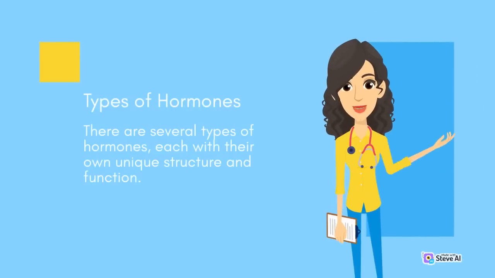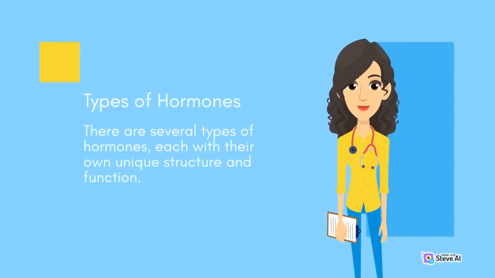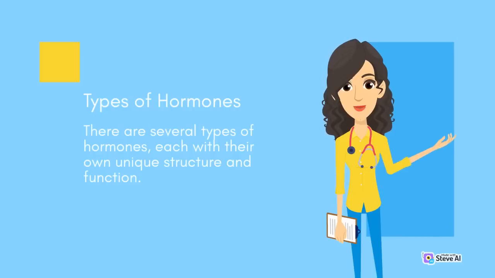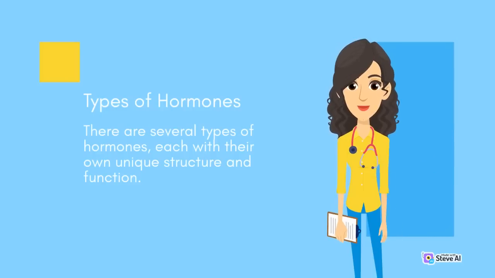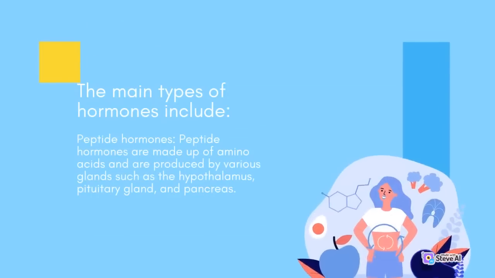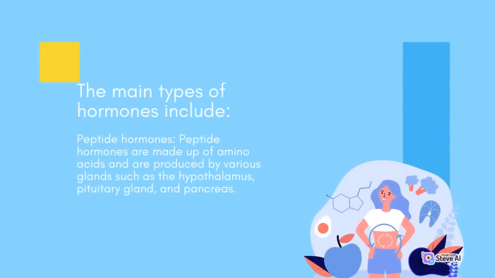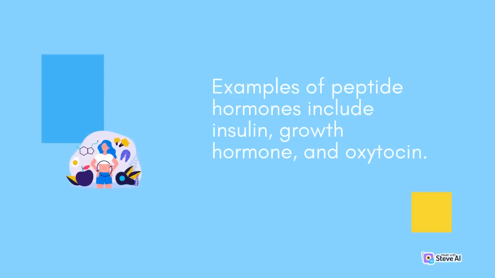Types of hormones. There are several types of hormones, each with their own unique structure and function. The main types of hormones include peptide hormones. Peptide hormones are made up of amino acids and are produced by various glands such as the hypothalamus, pituitary gland, and pancreas. Examples of peptide hormones include insulin, growth hormone, and oxytocin.